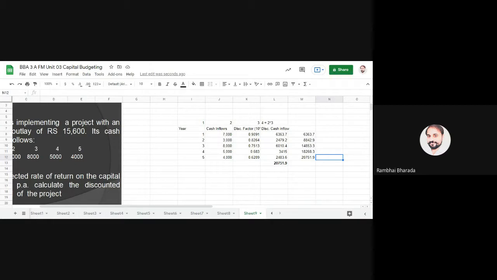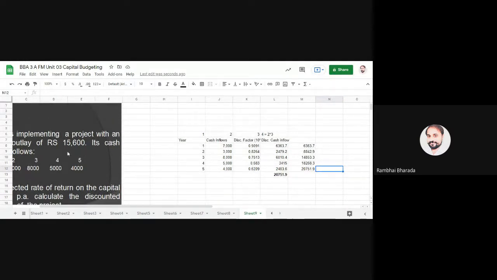Is this calculation clear? Just do the multiplication of 2 and 3, and do the total one by one as we did in the previous questions. Now compare your cash inflow and cash outflow. Your cash outflow is 15,600, and in which year do you have full recovery? In the 4th year we have full recovery, but in the 3rd year some amount is missing. So your answer is between 3 and 4.